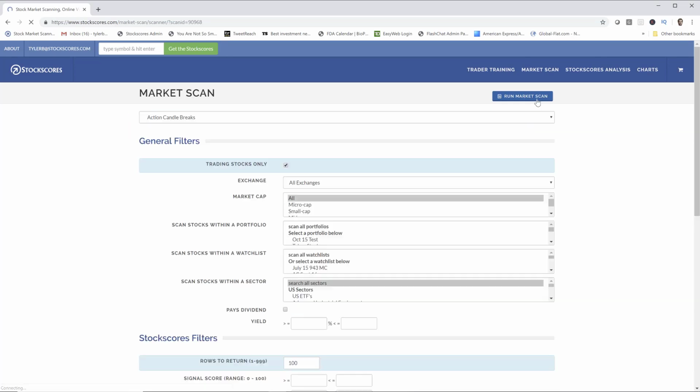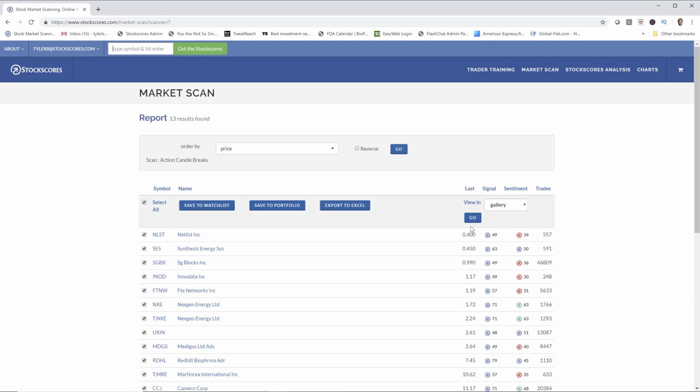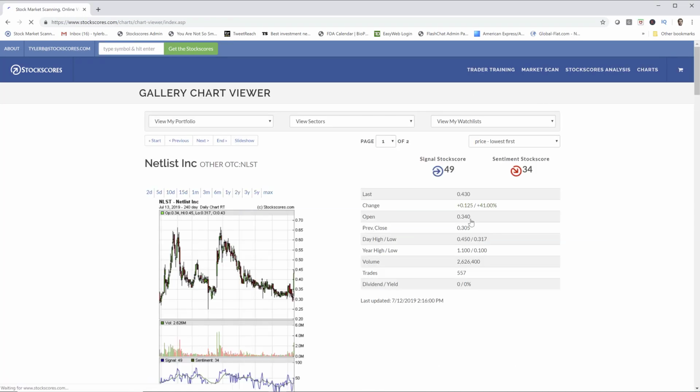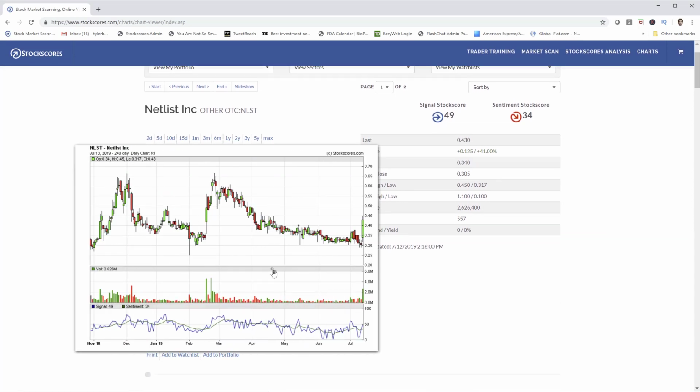This is a scan available to investor and active trader members of Stock Scores, and as of Friday's data, it found 13 stocks that made an abnormal price breakout of a downward trend. And you can see here on the first candidate, NLST, we've got very strong volume, we've got price action that is positive. The issue is how high can it go? We've got resistance up here, and that's probably where it's going to get stuck.